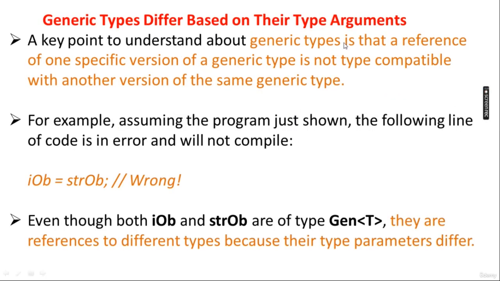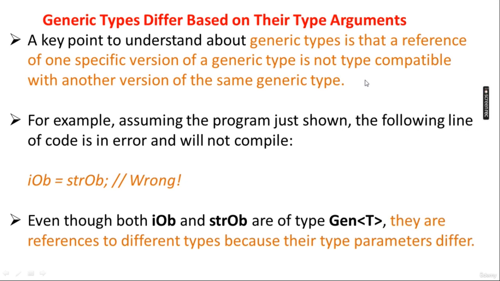Generic types differ based on their type argument. When you are creating different generic objects, how will you differentiate between those objects depending upon the type argument they are passed? A key point to understand about generic types is that a reference of one specific version of a generic type is not type compatible with another version of the same generic type. Reference means one specific object of that particular generic type. For example, assuming the program, iObject = strObject.